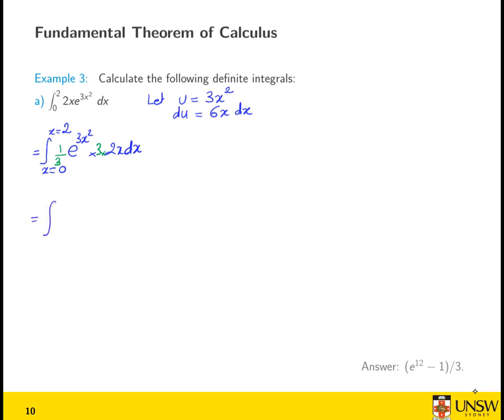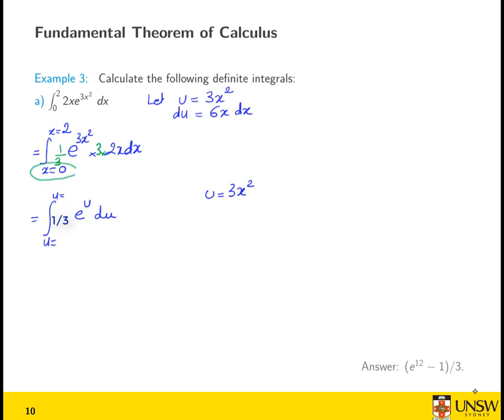So exponential of 3x squared is exponential of u. This is 6x dx, it's du. What's new is that now the endpoints will be values of u, and these values of u will be obtained by using the change of variable. So we know that u is 3x squared.